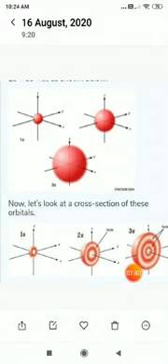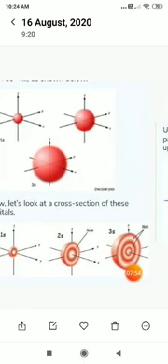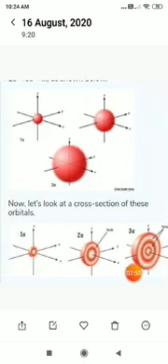Now let's look at a cross section of the above orbitals. There you can find the white place gives a node. For the 1s orbital there is no node, for the 2s orbital 1 node you can find, and for the 3s orbital you can find 2 nodes, children.